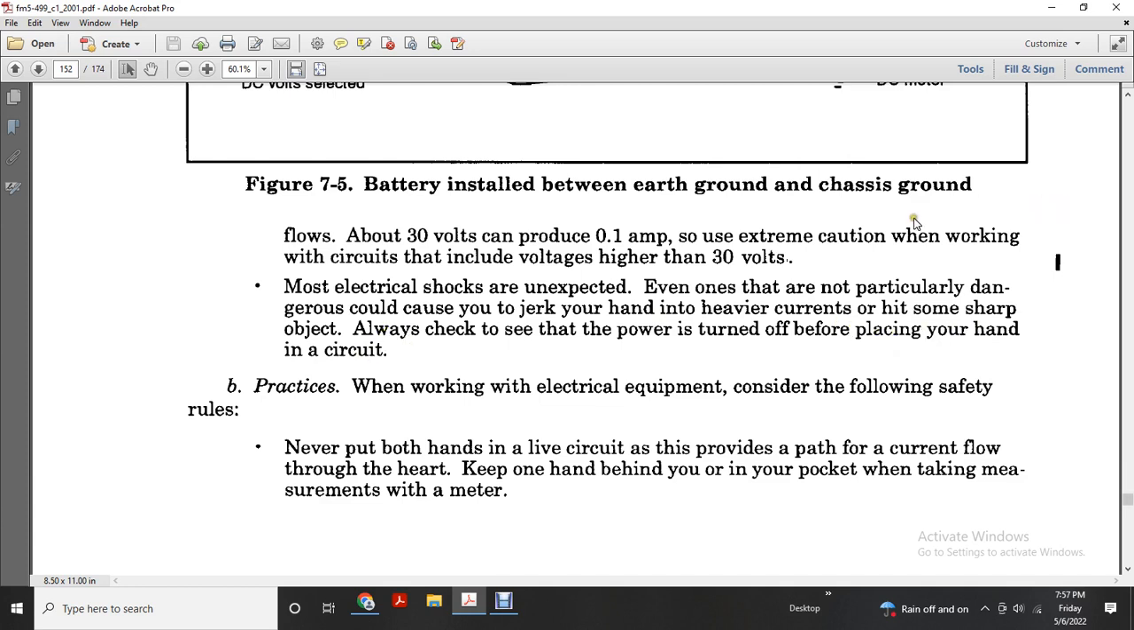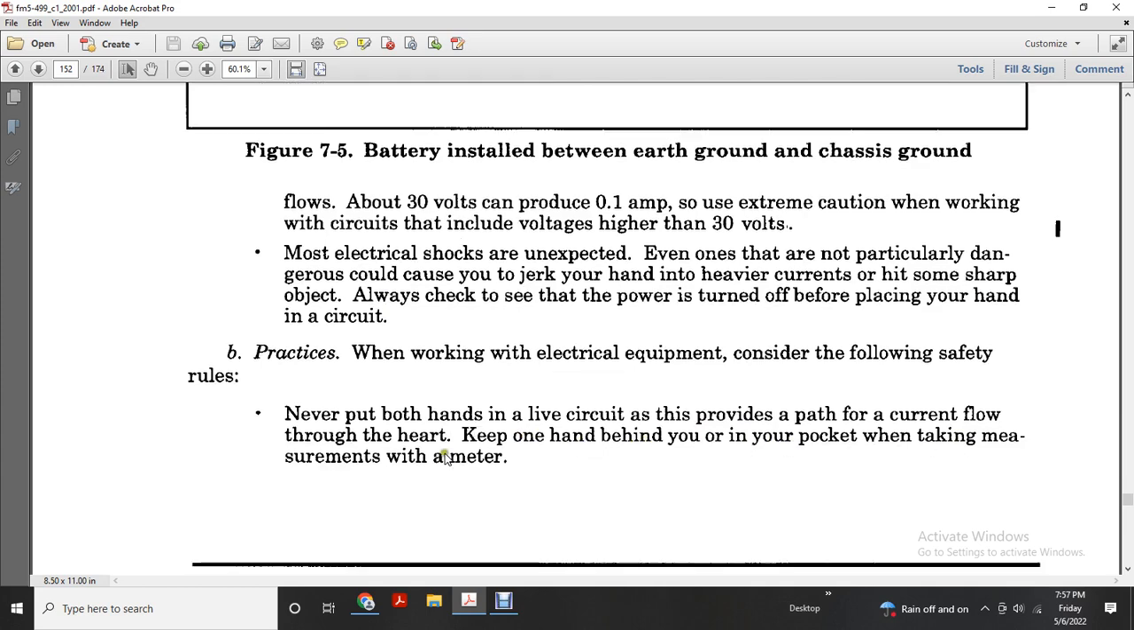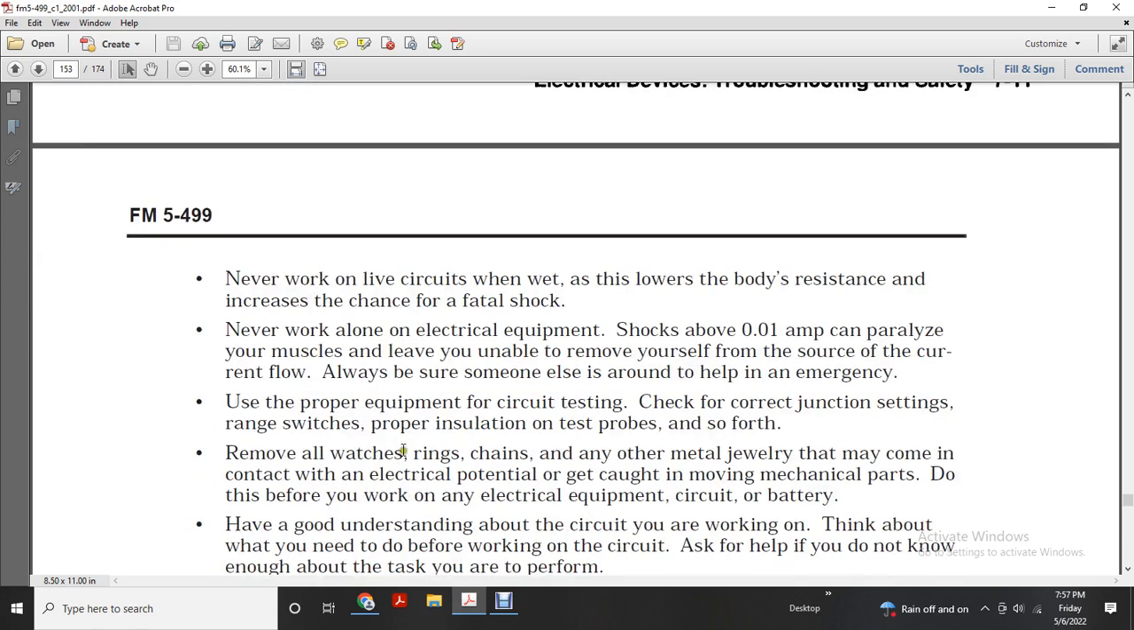Practices when working on electrical equipment. Consider the following safety. Never put both hands in a live circuit. It provides a path for current to flow through the heart. Keep one hand behind you, in your pocket, when taking measurements with the meter. Never work on live circuits with wet hands, as lower body resistance increases the chance of fatal shock. Never work alone on electrical equipment. Shocks above 1/10 of an amp can paralyze your muscles and leave you unable to remove yourself from the source of the current flow. Always be sure someone else is around to help you in an emergency.